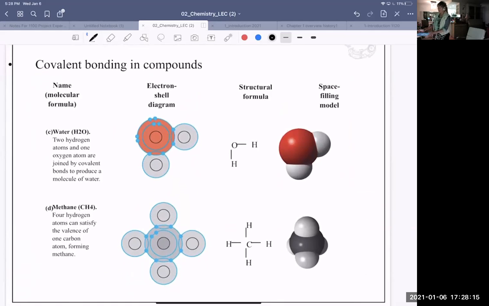Compounds are such that we said are two different atoms in a fixed ratio. Water, a very important one, H2O water, which shows the oxygen sharing electrons with two hydrogen atoms. Oxygen has six electrons in its outer shell, so it's missing a couple. Methane has one carbon atom and four hydrogen atoms. Why? Carbon only has four electrons in its outer valence shell. That's why carbon is the atom that allows life to occur, because it can form so many different kinds of relationships with other atoms.